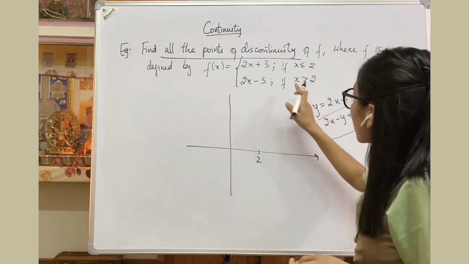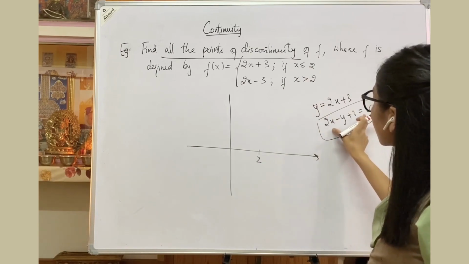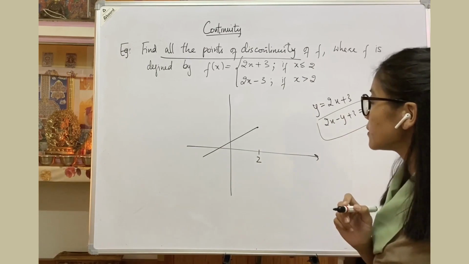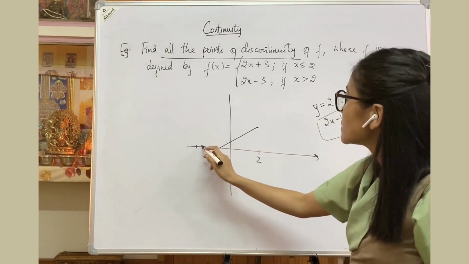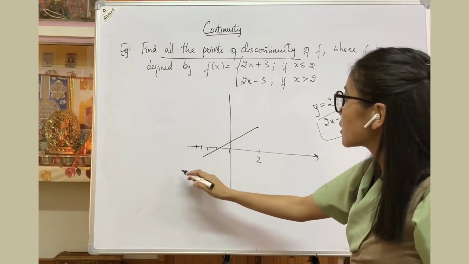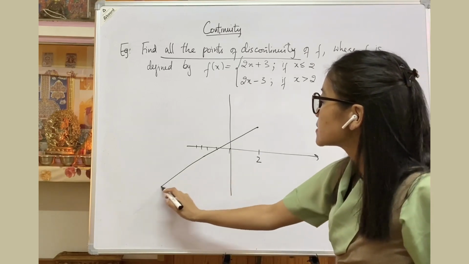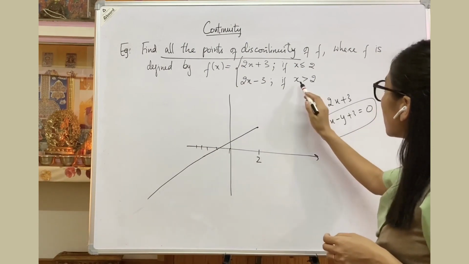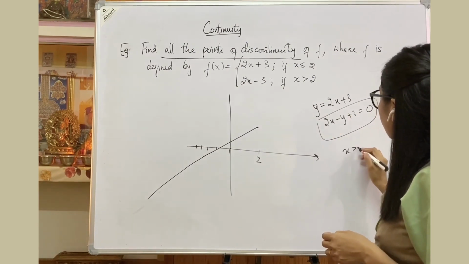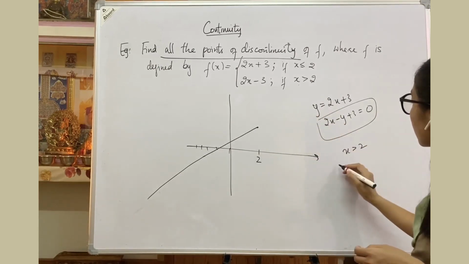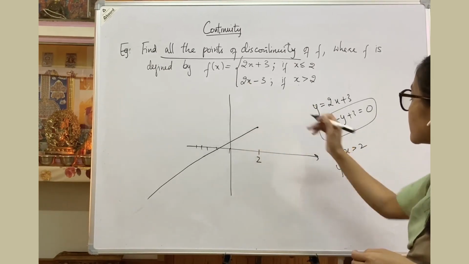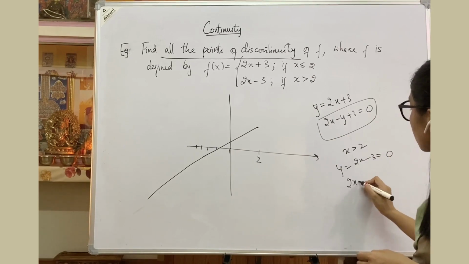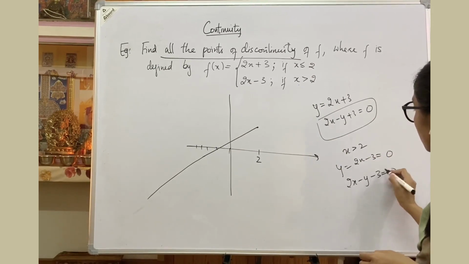So when x is less than or equal to 2, you will get a graph which will be a line. Let me just draw it roughly. Wherever you take a point here, it will always be continuous. The graph is nowhere broken, so you can extend it as much as you want. Similarly, when x is greater than 2, then f(x) or y equals 2x minus 3, which means 2x minus y minus 3 equals 0.